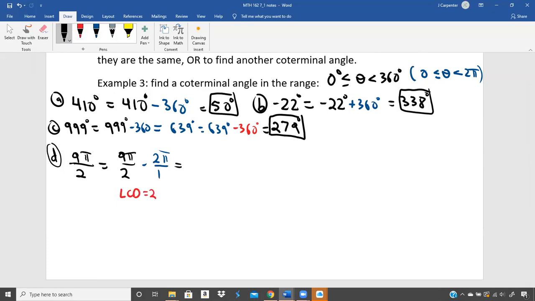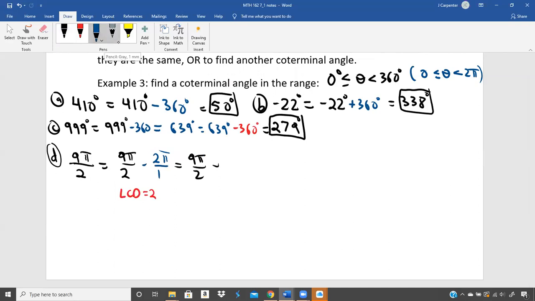And we will be doing this all semester long, so if you're rusty with fractions, go practice it on your own, go find your resources. Unfortunately, that's not what we're here to teach. So the 9 pi over 2 minus, that already had the LCD, so it didn't change.